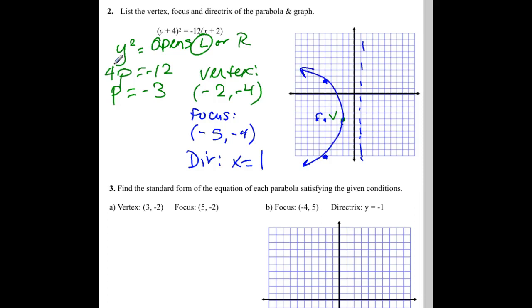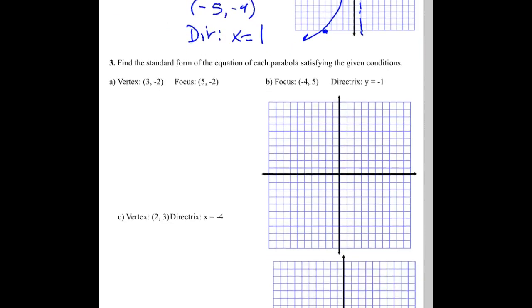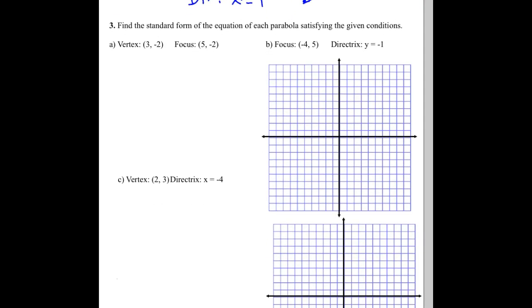Yes? All right. The next set, we're doing the reverse. I'm giving you some details about the parabola, and you're going to write the equation. Okay? So first one, I would sketch it out. It's much easier to tell once you've looked at it. 3, -2 is the vertex, and the focus is 5, -2.